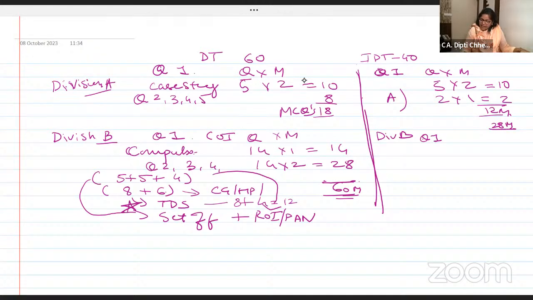And generally, they ask the question from ITC, Input Tax Credit. What is output GST? What is input GST? And what is the GST payable? This is what they are asking.